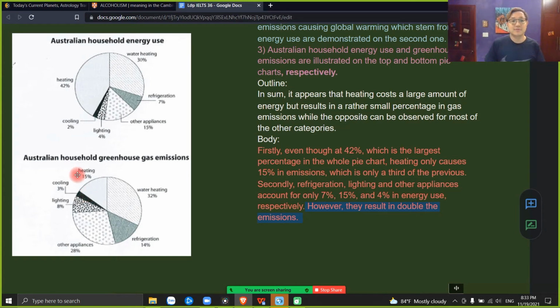There is also another way you can do it. For example, you can say water heating is 32, combined with 14 of refrigeration, that's 46, which is bigger than heating here. I mean, you can compare it like that, why not? And I can write the second paragraph here.